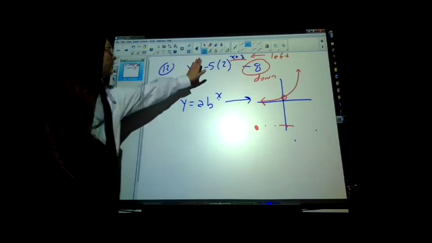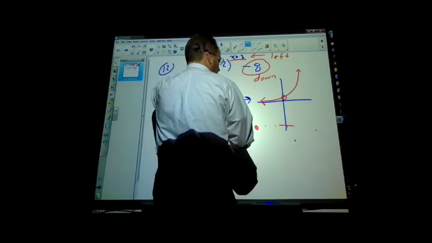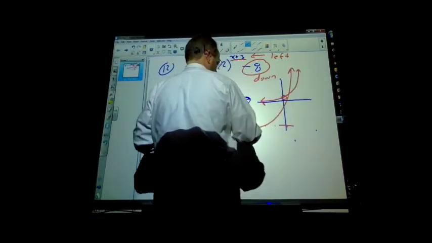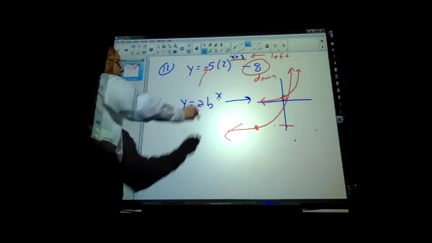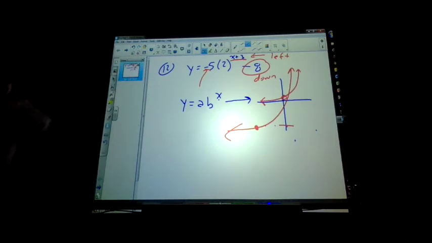Okay? So if I didn't have the negative out front, this is what this graph's basically going to look like. If I ignore this negative, that's what the graph is going to look like. So the point that was easy to identify was on the y-axis. Dropped down 8, moved left 3. First off, what would the 5 do to the graph? Yeah, it would stretch it. It's stretching by a factor of 5.